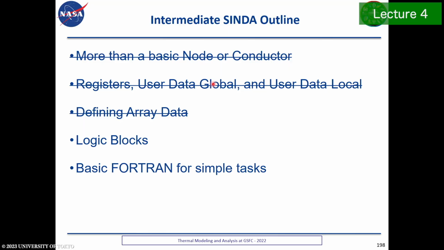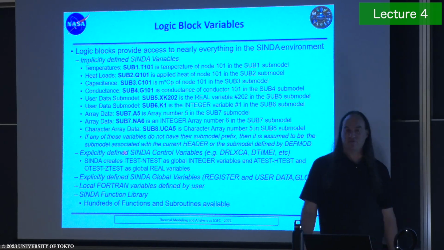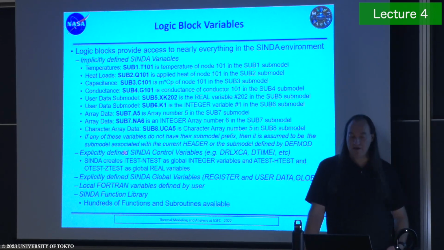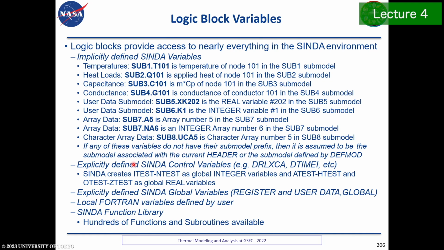All right, so moving into intermediate Cinda, we're going to skip some of these other things that are here, but we'll talk a bit about logic blocks and basic Fortran. So logic blocks give you access through Fortran to many variables that are implicitly defined by the Cinda constructs that you have. So when you make node 101, you automatically get a T101 that represents the temperature of that. You get a Q101 that represents the heat load applied to it. If it's a non-arithmetic node or a non-boundary node or non-heater node, you'll get a C101, which is the capacitance for it. When I've defined conductor number 101, I get a G101.